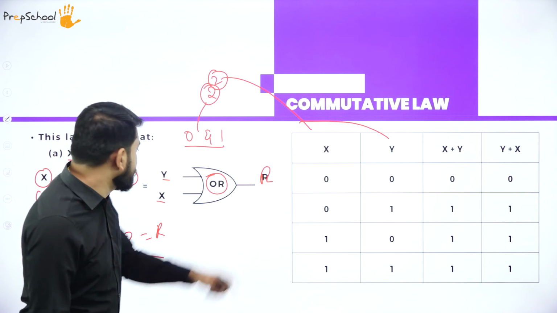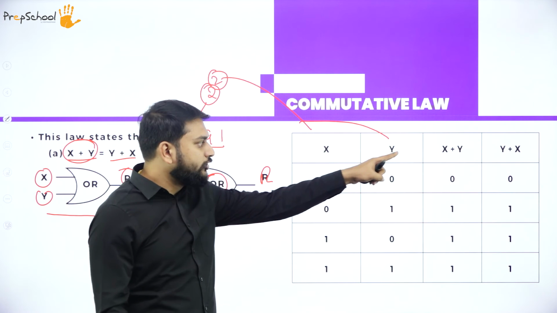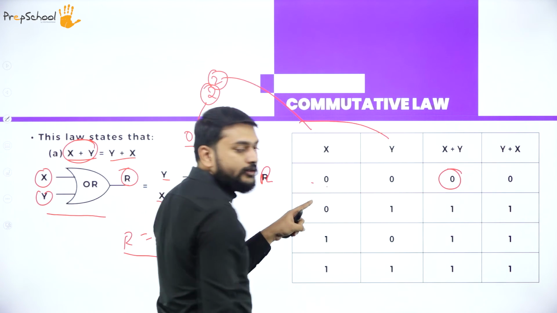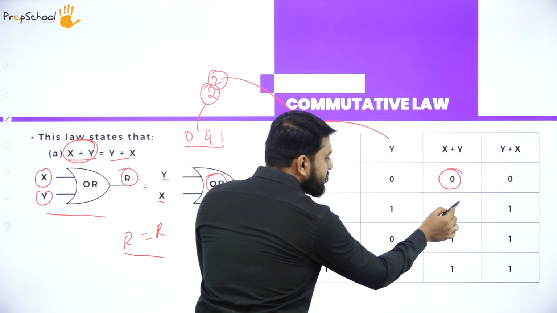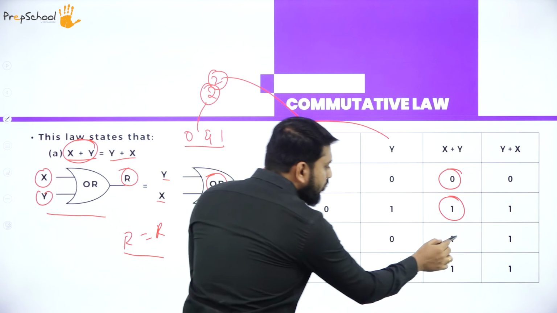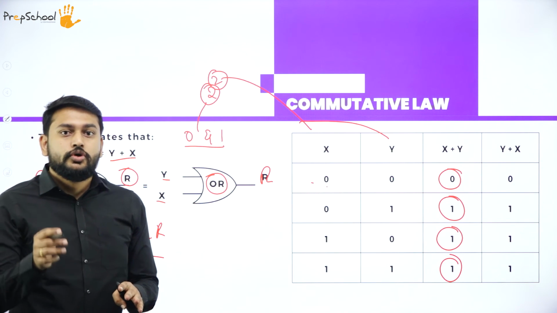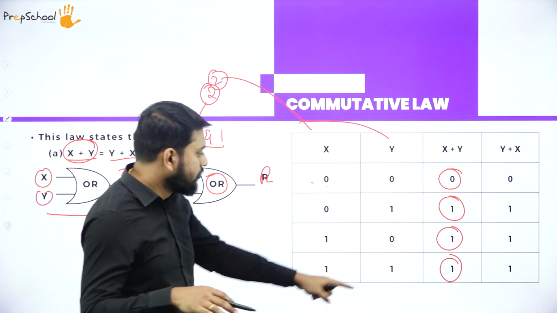So what is the first thing that I have to write? I have to take x plus y. 0 plus 0 is 0. That's what you need to remember. 0 plus 1 is 1, 1 plus 0 is also 1, and 1 plus 1 is 1. That's what you need to remember. So I have 1 as a carry.